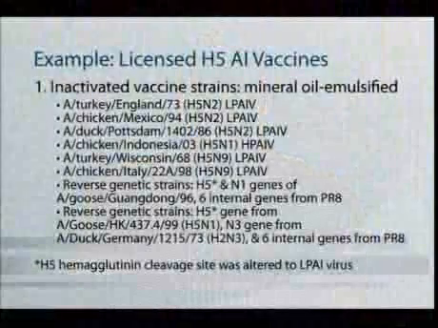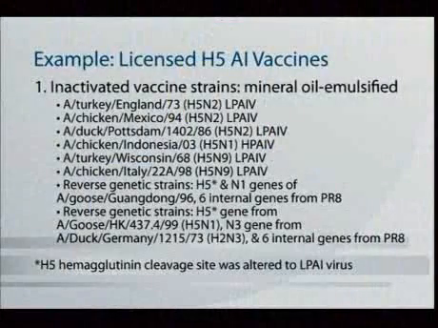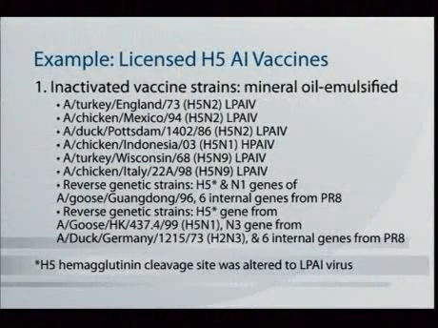Now, for example, there are a variety of licensed H5 avian influenza vaccines that have been used around the world. Most of the use has been in two locations, in Central America over the past 10 years against H5N2 low pathogenicity influenza. But also there has been a large number of vaccines used in Asia with the current H5N1 outbreaks. The majority of the vaccines used have been inactivated vaccine strains emulsified in mineral oil adjuvants. There's a variety of vaccine viruses that have been used. Most of them are low pathogenic field outbreak viruses of the H5 subtype that have been used.